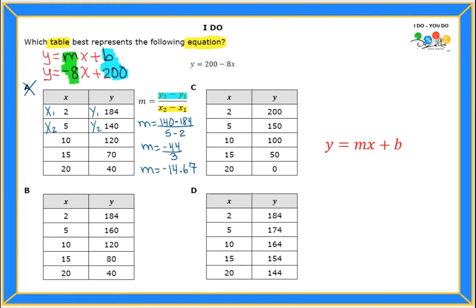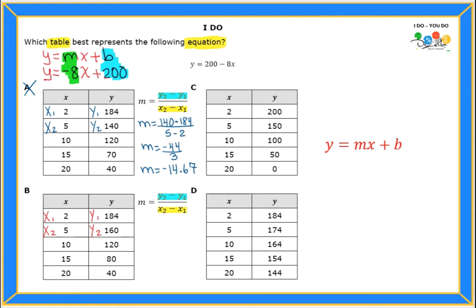Okay, let's go ahead and do B. Let's take care of answer choice B. So I am going to use the same formula for the slope. You might want to write it down while I start writing the labels. The first point is 2 and 184, so I will write x sub 1 and y sub 1. The second point is 5 and 160, so that will be x sub 2 and y sub 2.